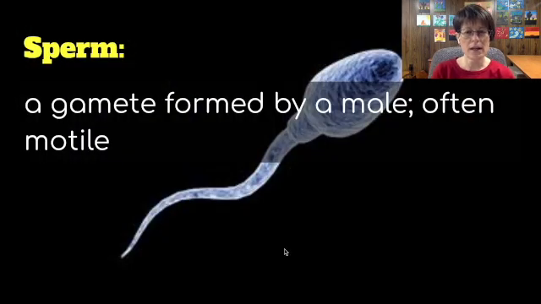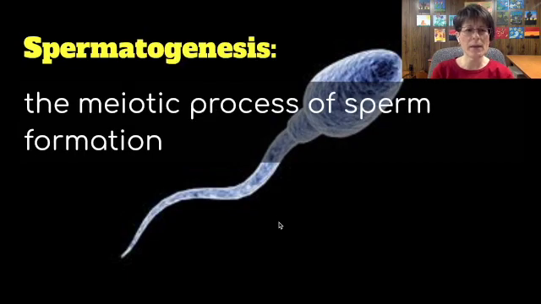Now, humans, animals, and most plants form heterogametes, and one of those is a sperm cell. This is a gamete formed by a male, and it's often motile. It has a flagellum so that it can move. Now, the process that produces the sperm cell is spermatogenesis. Genesis means basically the beginning, to create. And spermatogenesis is the meiotic process of sperm formation.